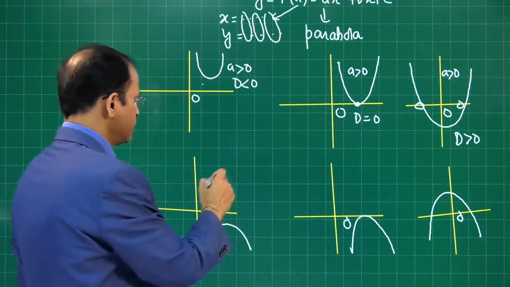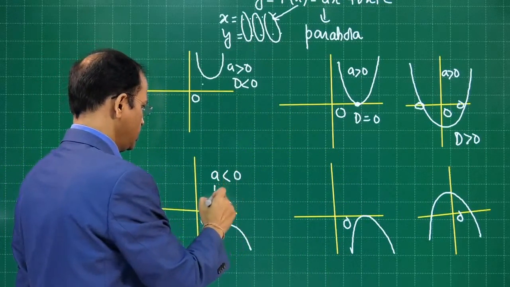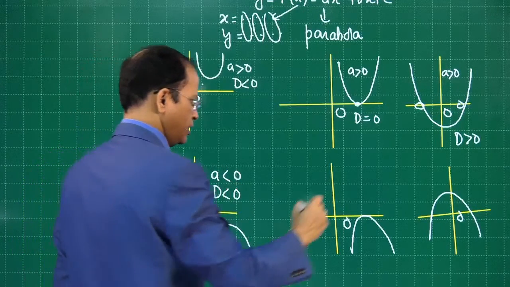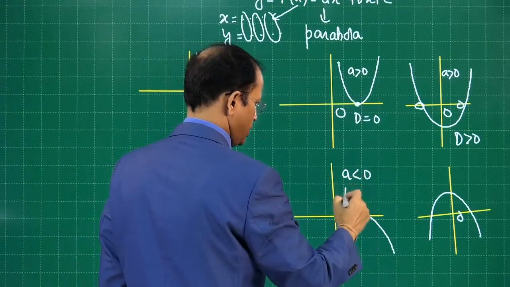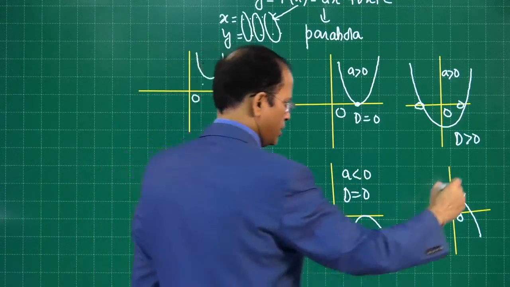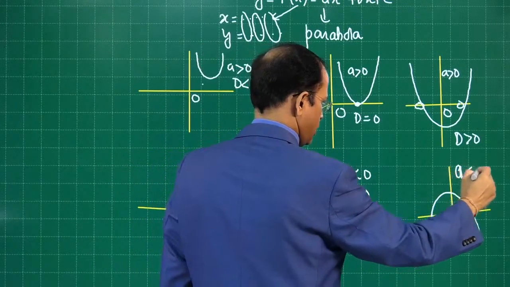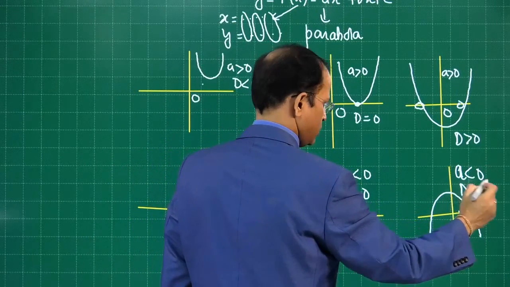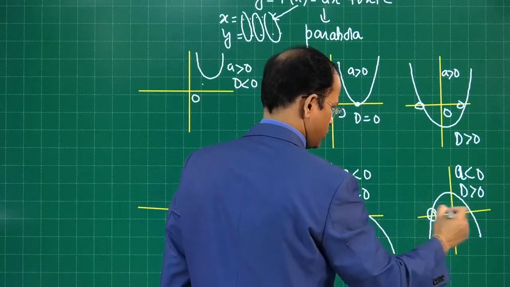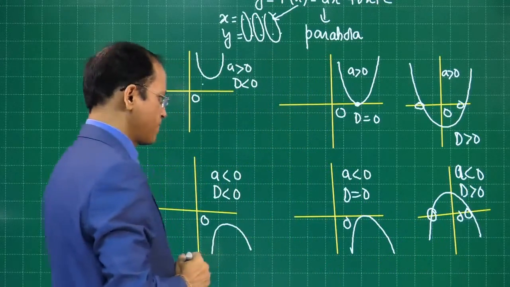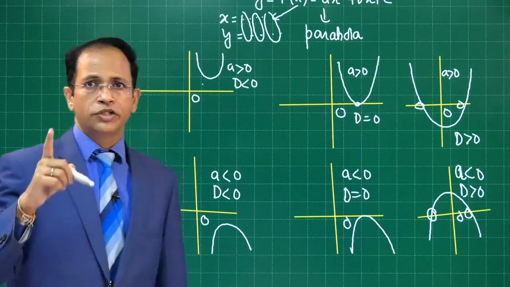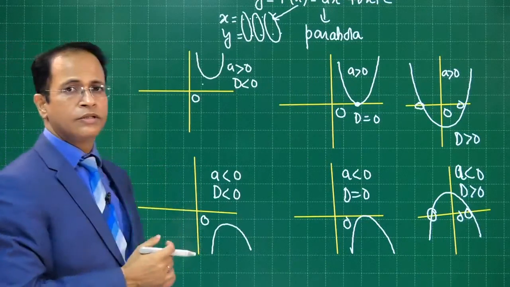A less than 0, D less than 0, right? A less than 0, D is equal to 0. Got it? A less than 0, D is greater than 0. Two distinct roots we have. Can you see that? So these are the four conditions, always remember. This is very, very important.